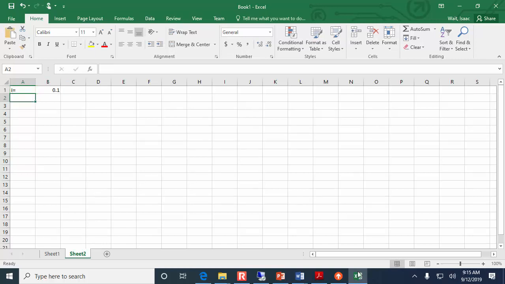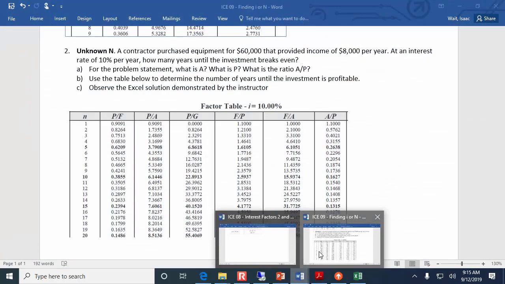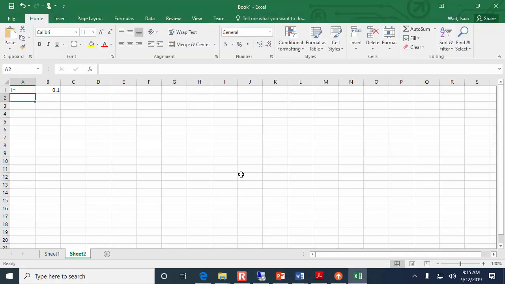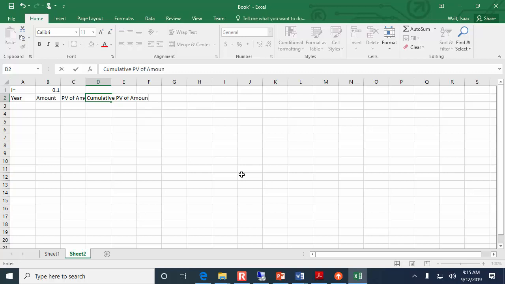in this problem, 10%. Of the year column, an amount column, PV of amount, and cumulative PV of amount.